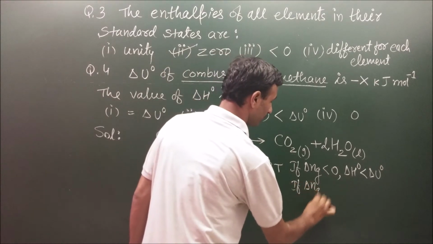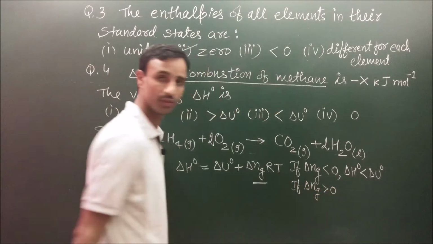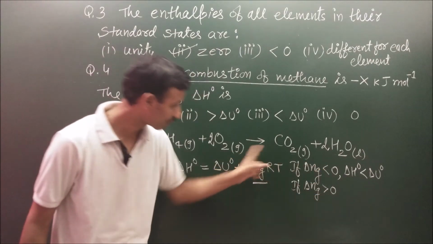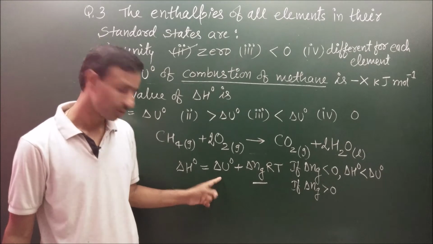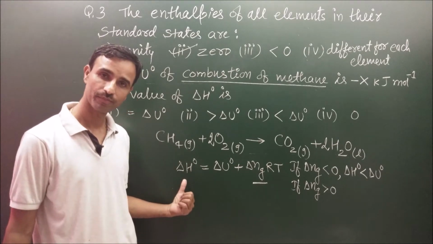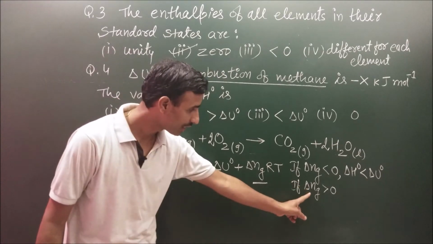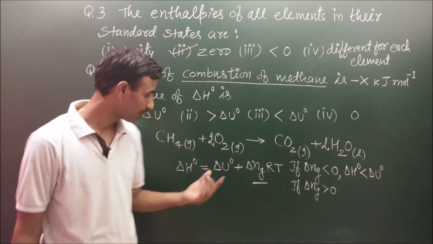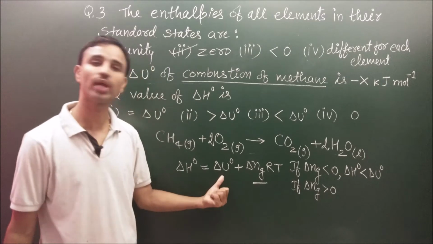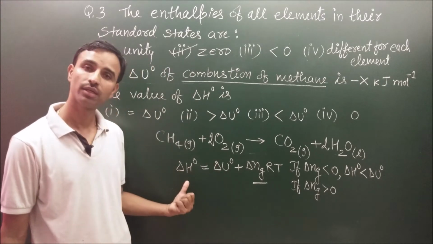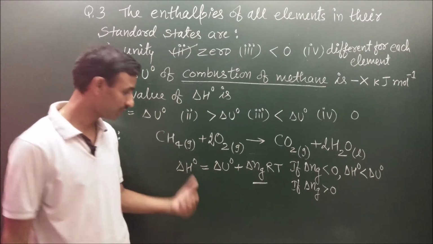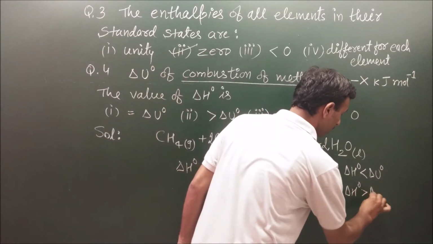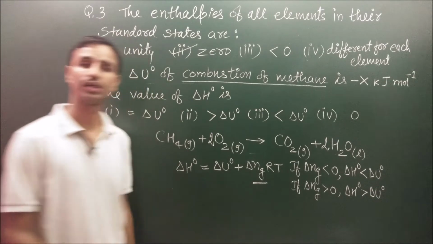If delta Ng is greater than 0, means positive, that means in the first case something is subtracted from delta U naught to obtain delta H naught. But here delta Ng is greater than 0, means delta Ng is positive. That means something should be added to delta U naught to get delta H naught. That means delta H naught is greater than delta U naught.